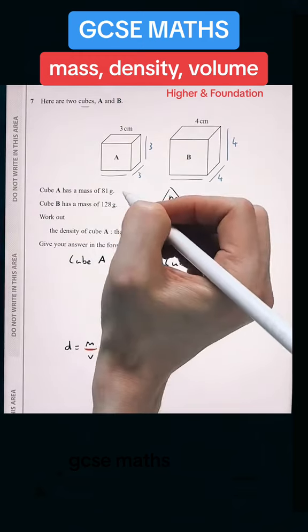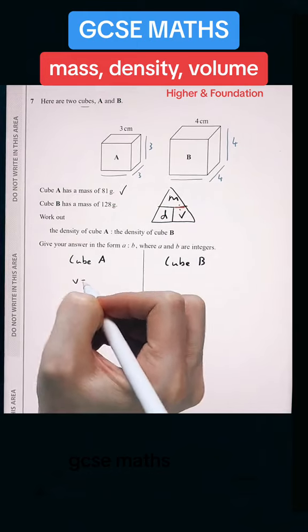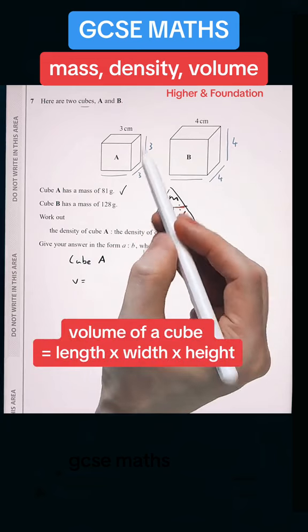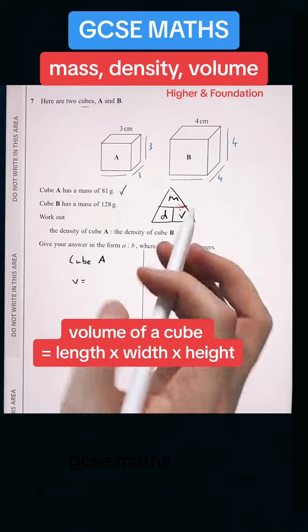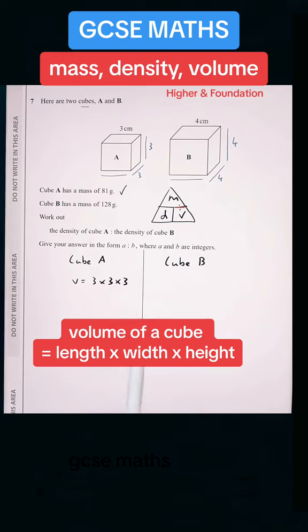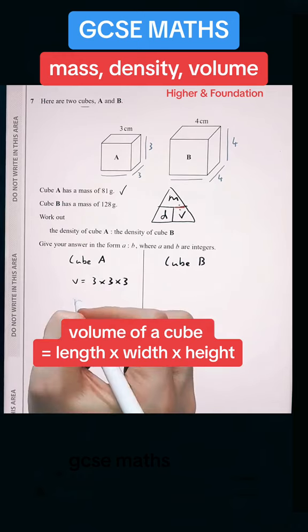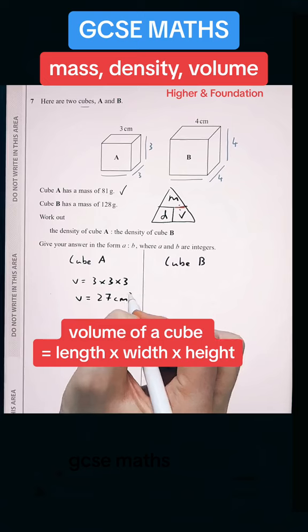For cube A, we know it has a mass of 81 grams. To work out the volume, well, we know the volume of a cube is going to be the length times the width times the height in any order. And we know as it's a cube, length, width, and height are all the same. So as the length is 3, therefore it's going to be 3 times 3 times 3, or 3 cubed. 3 times 3 is 9, and 9 times 3 gives us 27. So the volume of the cube, therefore, is 27 centimeters cubed, as it's a volume.